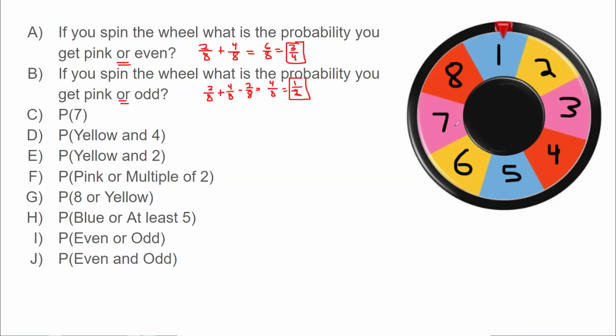Okay, probability that you get a 7. Well, there's 8 of them. So that's 1 out of 8. Yellow and a 4. So are any of these both yellow and 4? No. So we're going to say 0. Yellow and 2. There's one of them that is both yellow and 2 out of 8 total.